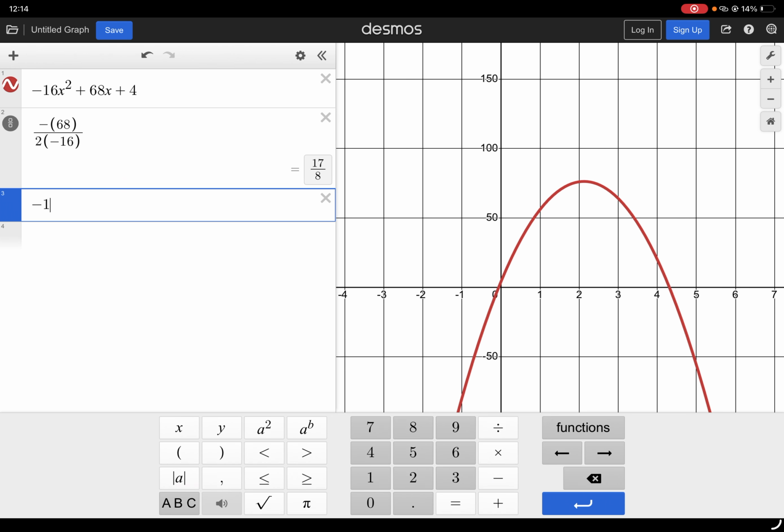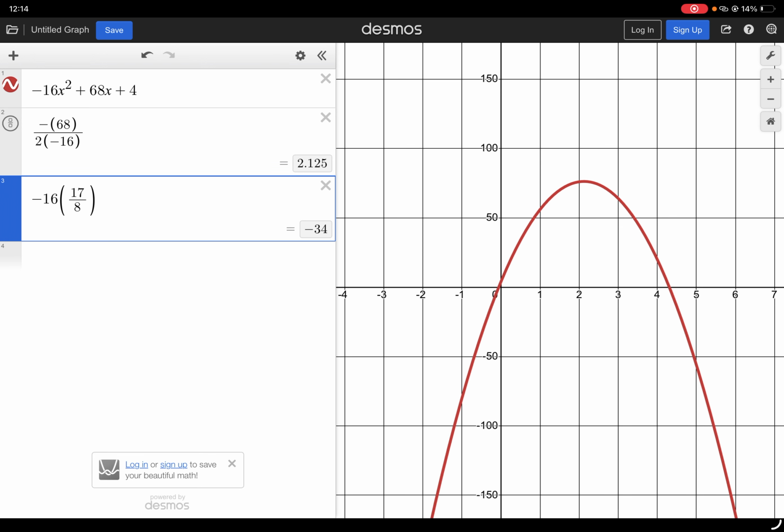So we have negative 16. We're going to replace the x value with 17 divided by 8. Again, I don't want to use the decimal because I don't know if that decimal ends right there. It could be that there are more decimal values after that 5, or maybe the 0.125 is a repeating decimal. I can't just take it for granted and assume that it ends at that 5.